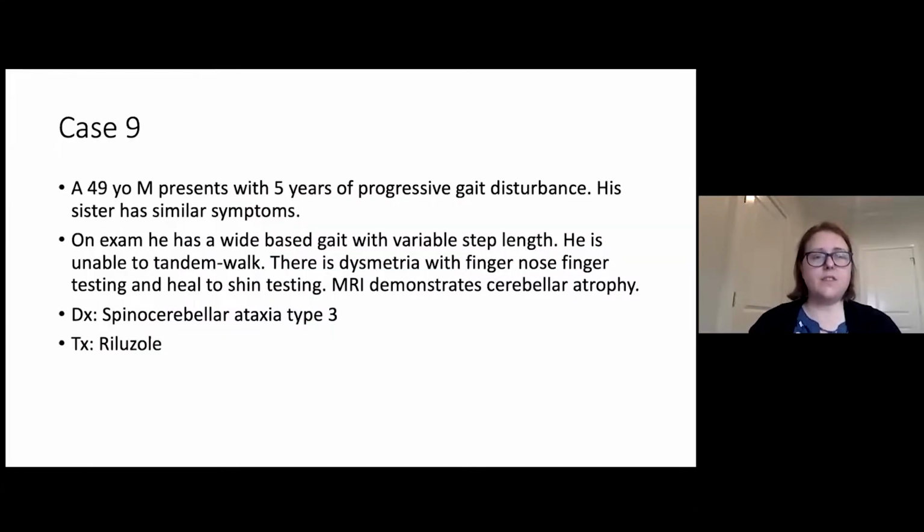Case 9 is a 59-year-old male who presents with 5 years of progressive gait disturbance. He has a sister with similar symptoms. On exam, he has a wide-based gait with variable step length. He's unable to tandem walk, and there is dysmetria with finger-nose-finger testing and heel-to-shin testing. His MRI demonstrates cerebellar atrophy. After genetic testing, he's diagnosed with spinocerebellar ataxia type 3 and treated with riluzole.